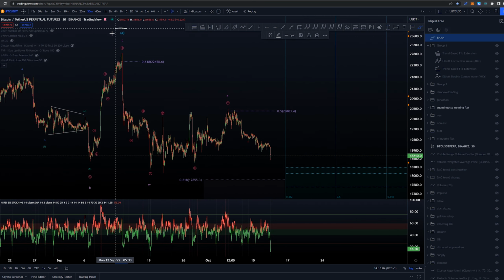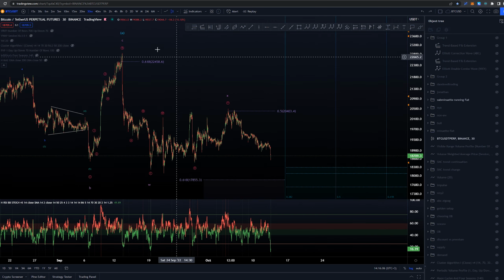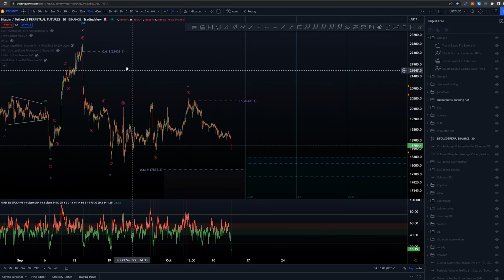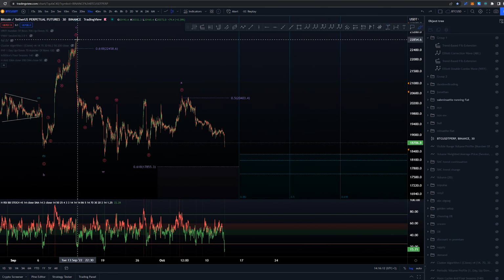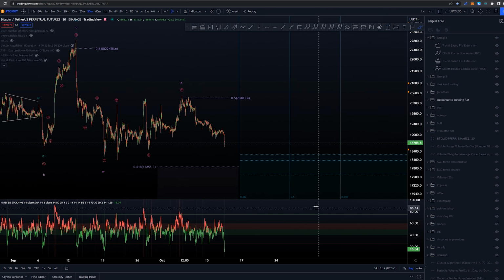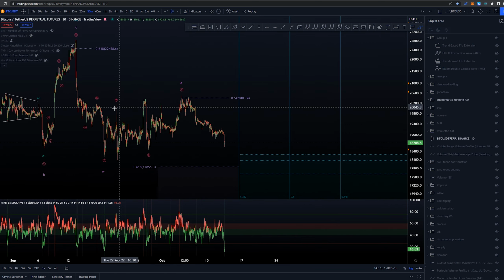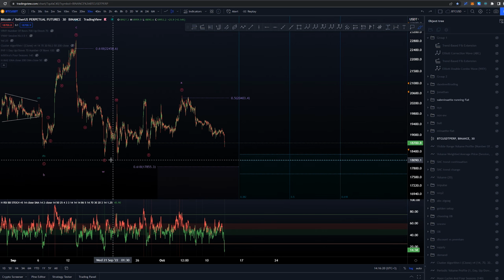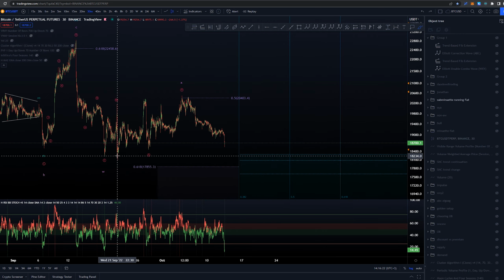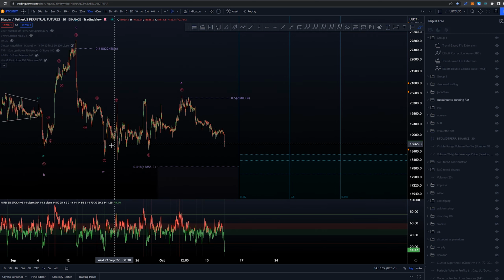I'm not really focused on this count at the moment, but just focusing on the structures from here on out. So I'm still trying to see if I can get a three-way structure coming down. Of course, we had the possibility of creating some kind of diagonal here. While we have not taken out these lows yet, that is of course still a possibility.